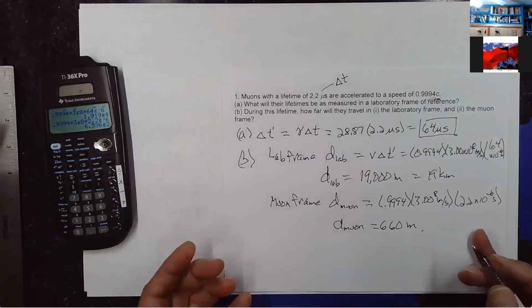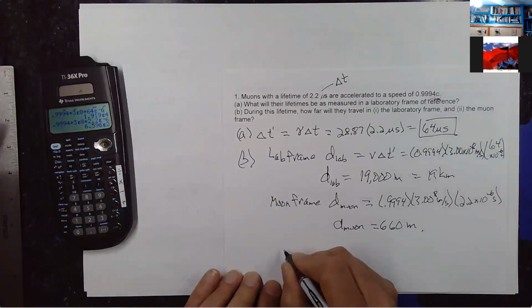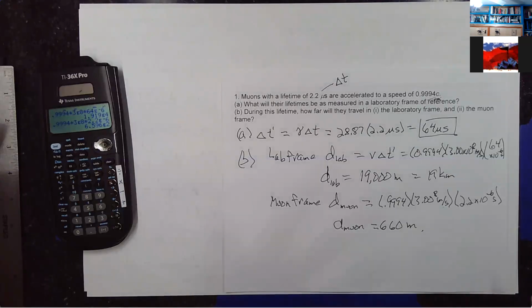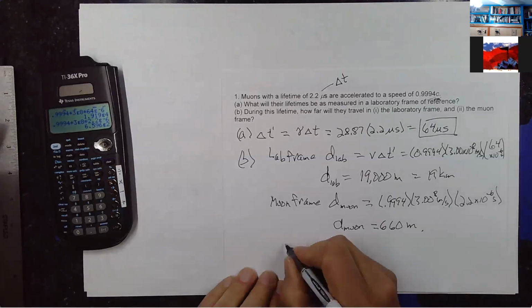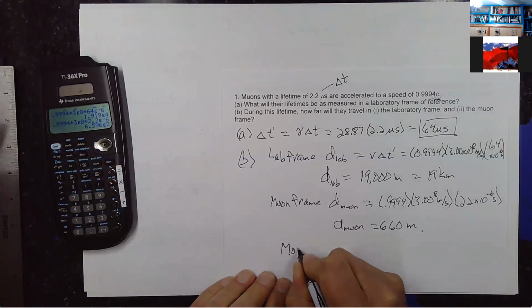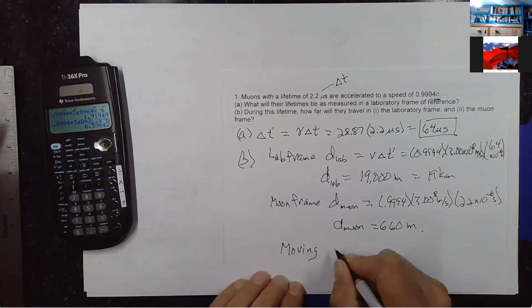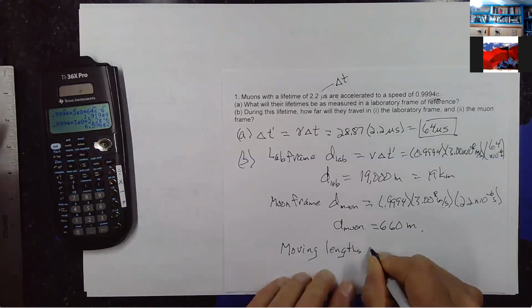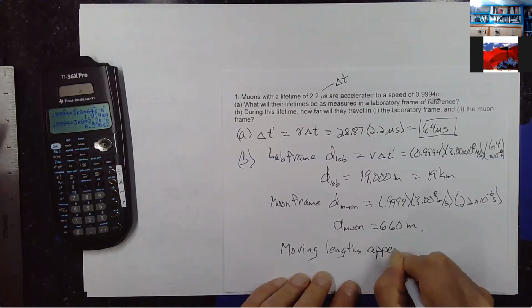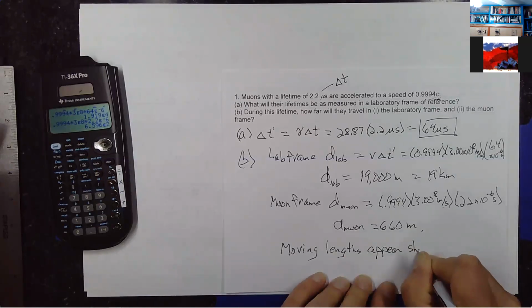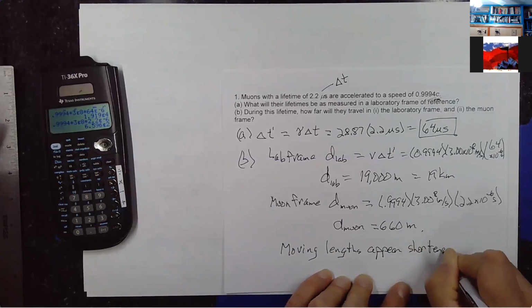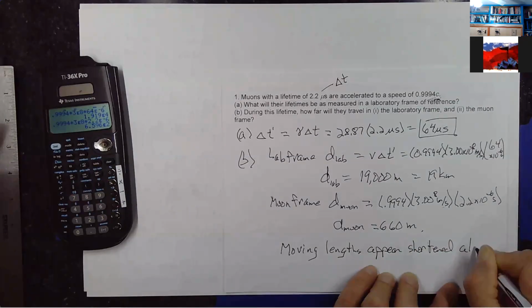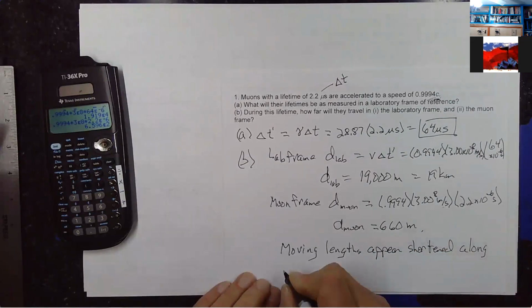So here's another thing that shows up with special relativity. We have that moving clocks run slow according to observers who see those clocks as moving objects. We'll also have that moving lengths appear shortened, and a key part is along the direction of motion.